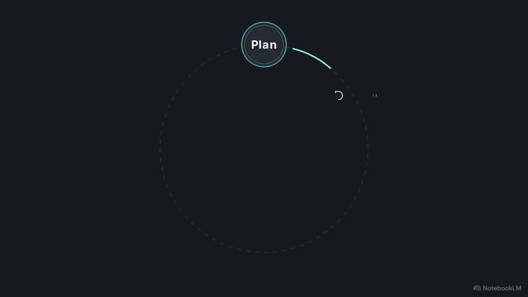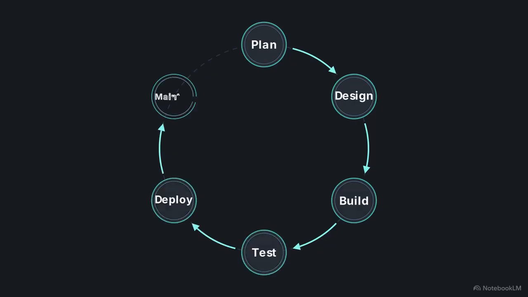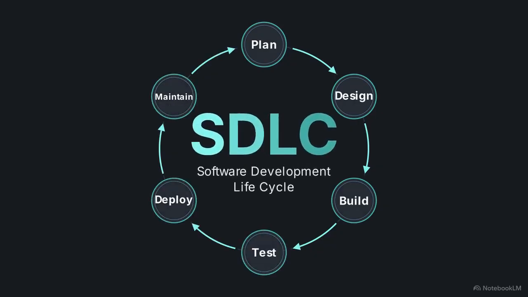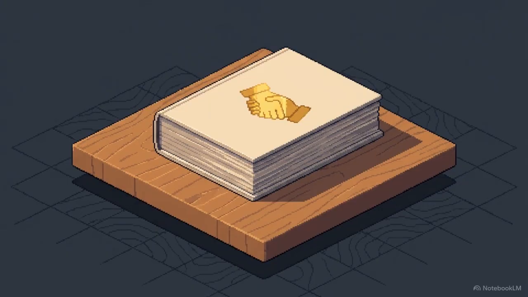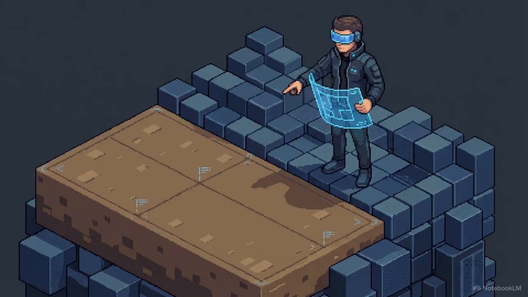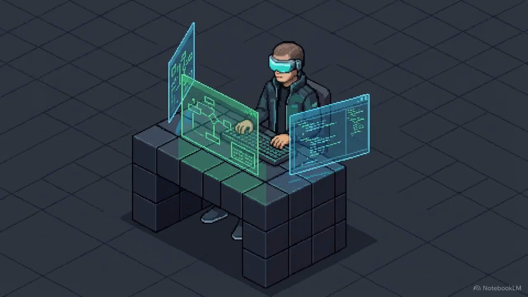For decades, we've tried to prevent this kind of digital chaos using the SDLC, or Software Development Lifecycle. Think of the SDLC as an intellectual contract. On one side, you have a product manager who understands the real-world problem. On the other, a human developer whose job is to translate that understanding into code.